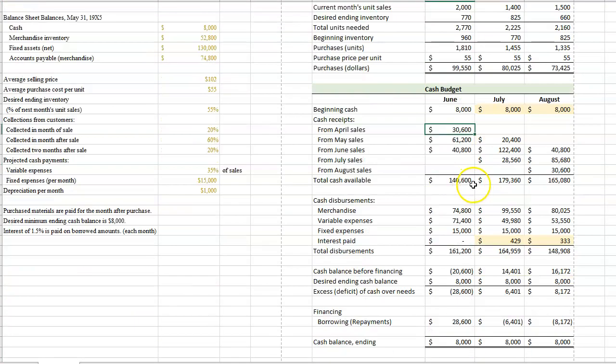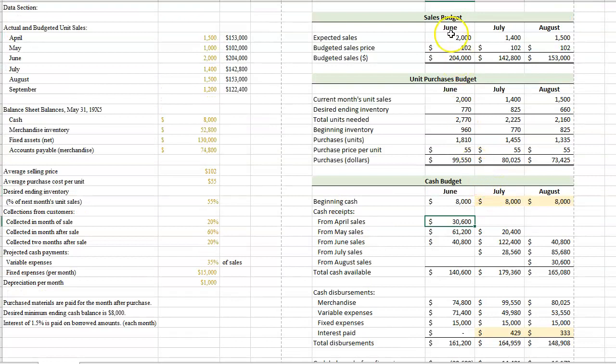But yeah, so we have our 3 budgets. Please make sure to know sales budgets, unit purchases budgets, maybe a cash budget. I haven't decided if I'm putting one on your exam or not, but if you have any questions, please do not hesitate to let me know.